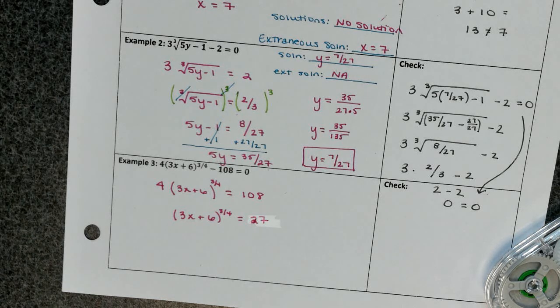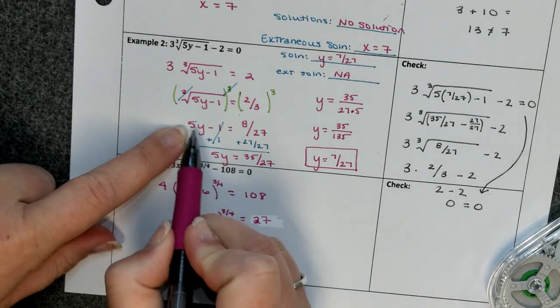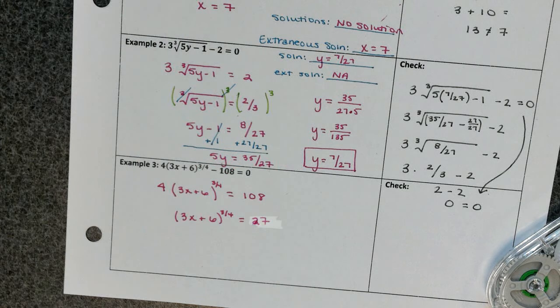Okay, now we have to take it to a power equal to its index. What's the index here? 4. So we're going to take it to the 4th power, but we have something else going on. What do we want our exponent to be when we get rid of the radical? Our exponent is 1, right?